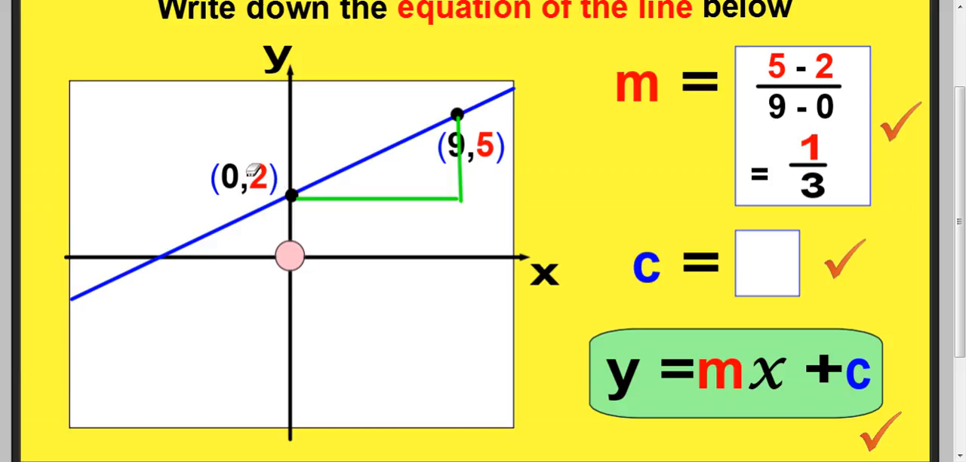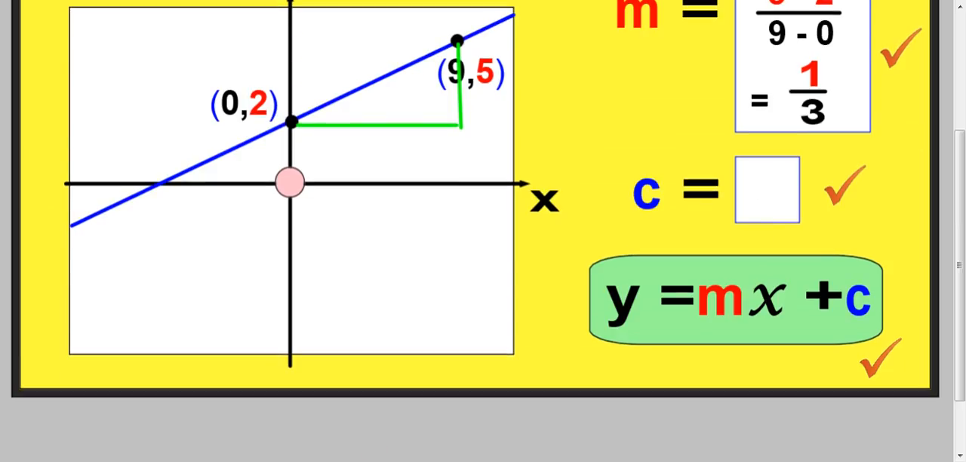The intercept, that's happening here, 2. I'll just write 2 in there. And then finish off with your equation, so y equals 1/3 x plus 2. Apologise for the writing, I'm writing with a mouse.